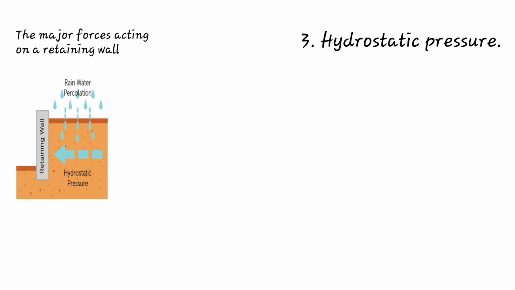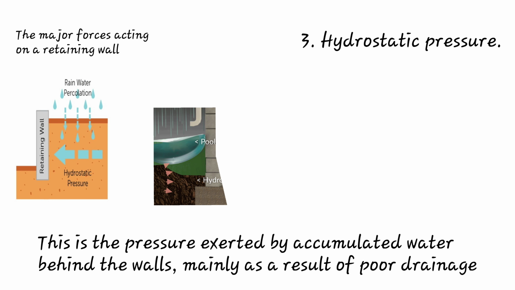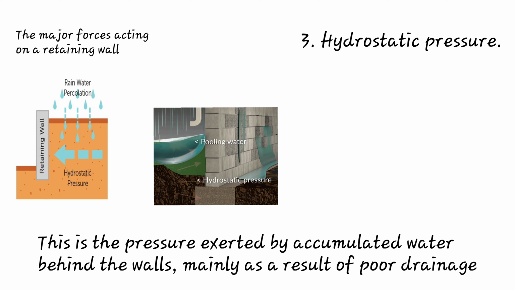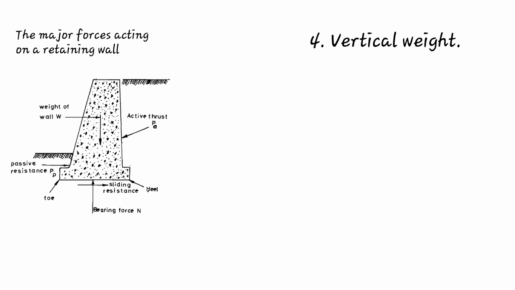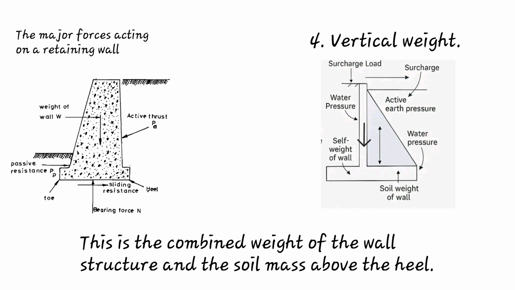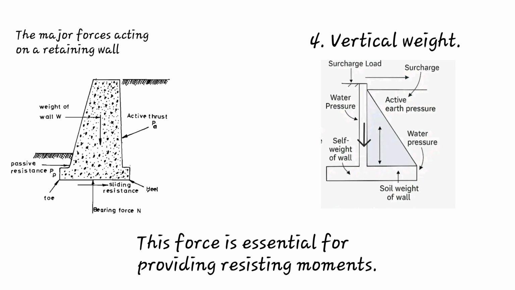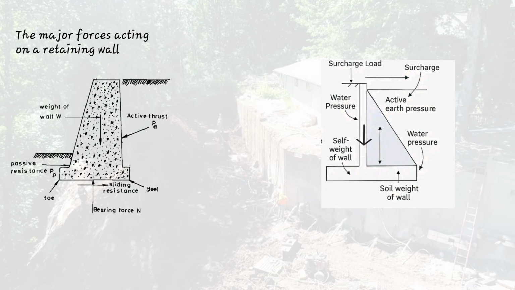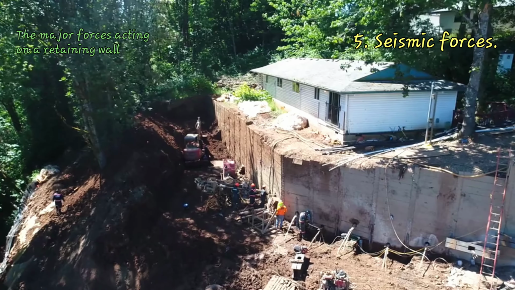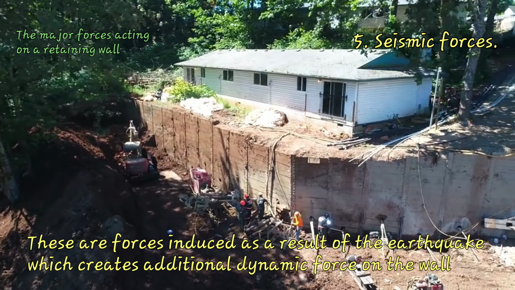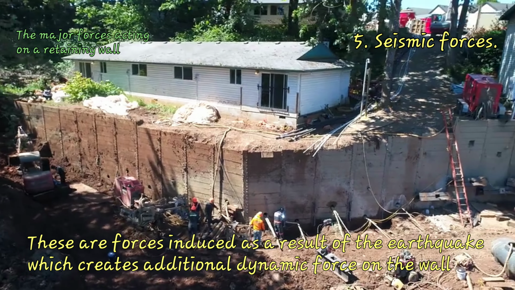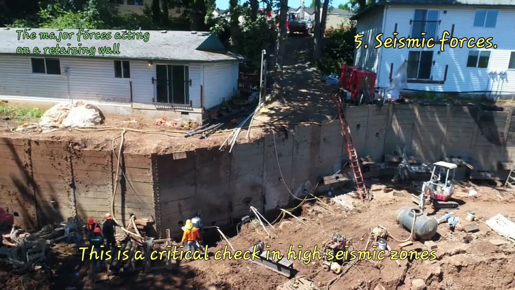3. Hydrostatic pressure. This is the pressure exerted by accumulated water behind the wall, mainly as a result of poor drainage. 4. Vertical weight. This is the combined weight of the wall structure and the soil mass above the heel. This force is essential for providing resisting moments. 5. Seismic forces. These are forces induced as a result of an earthquake which create additional dynamic force on the wall. This is a critical check in high seismic zones.